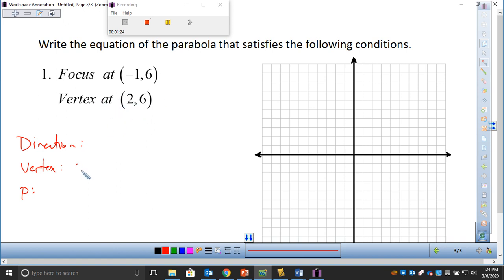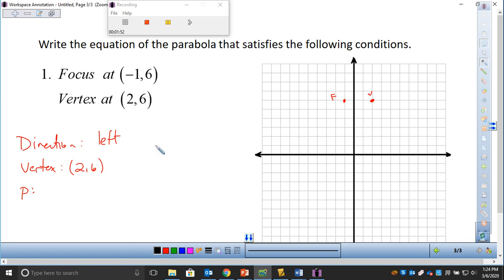Our vertex here is (2, 6). So this has changed. Again, yesterday was (0, 0). Now it is (2, 6). And then we get our focus at (-1, 6). There's our focus and our vertex. Again, we talked about this yesterday. So the direction now, if the focus is always on the inside of the parabola, the direction is going to be to the left.